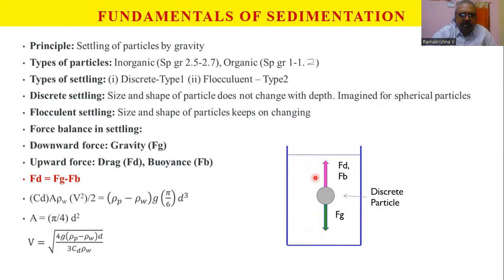Flocculent settling means the size and shape will be changing during its journey to the bottom. This type of particle we'll be discussing more in the coagulation part. In plain sedimentation, we mainly talk about discrete settling.